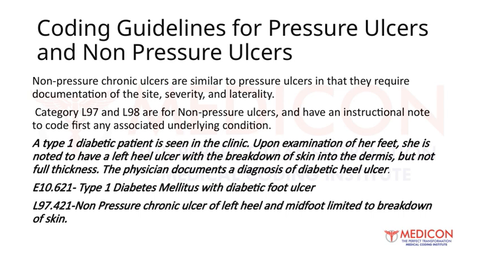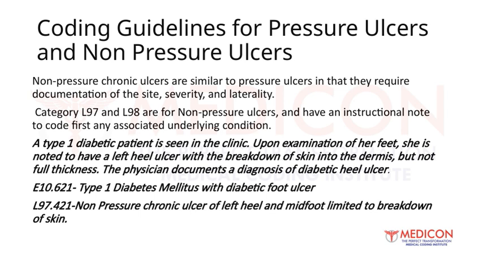Imagine a patient with type 1 diabetes who is seen in the clinic. During the exam, the physician notes a left heel ulcer. The skin has broken down into the dermis, but hasn't gone through full thickness yet. The doctor diagnoses it as a diabetic heel ulcer. In this case, the appropriate codes would include E10.621 for the type 1 diabetes with a diabetic foot ulcer, and L97.421 for the non-pressure chronic ulcer of the left heel and midfoot, limited to skin breakdown.